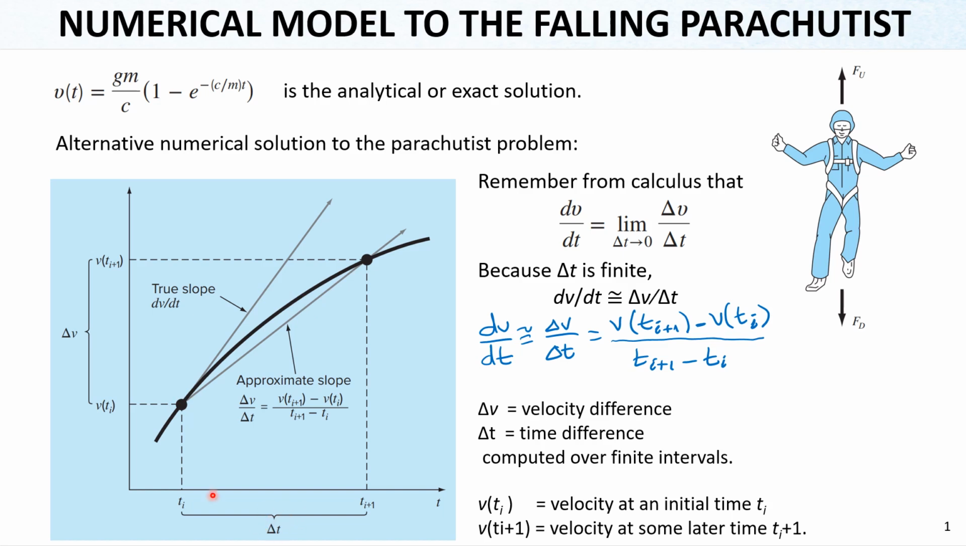And if we reduce the delta t, so we have a smaller difference between ti and ti plus 1, then we can have a better approximation of the slope. So this is a numerical solution. What is the advantage of this? We don't need to know the analytical formulation and just use the difference between v's and t's to be able to have the velocity. And let's try to use this and solve this falling parachutist problem using this numerical model.